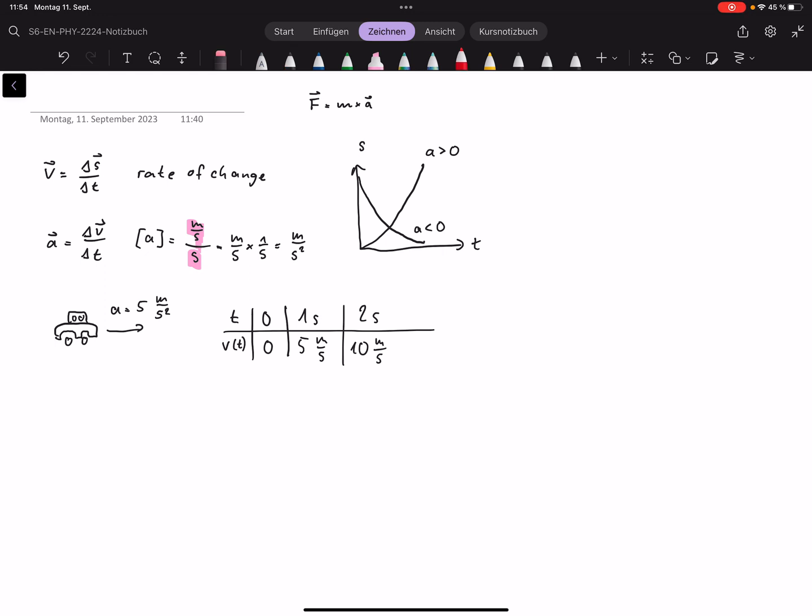Okay, so this is proportional. We see that because when we double this value, we need to double this value. And so now we could also say that after 1.5 seconds we have 7.5 meters per second.